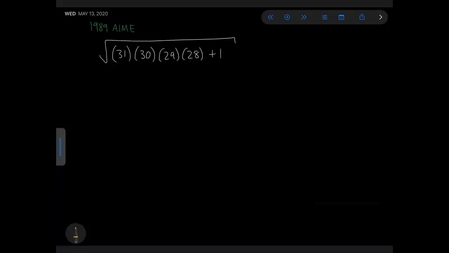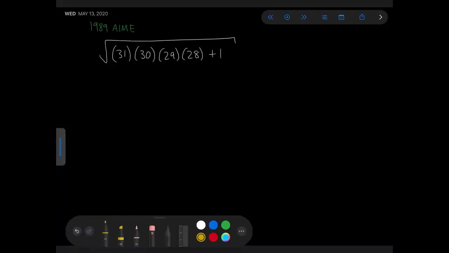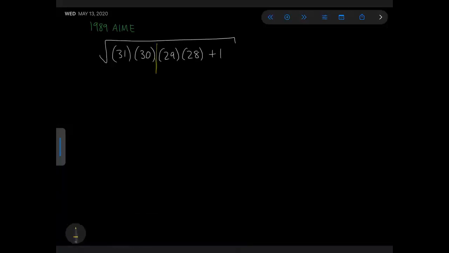So let's look at the numbers we see here. We see a 31, 30, 29, 28. These numbers are right next to each other, right? And another thing you notice is that these are symmetric. We're symmetric about this point. We have 30 on one side, 29 on one side, 31 on one side, 28 on the other side.